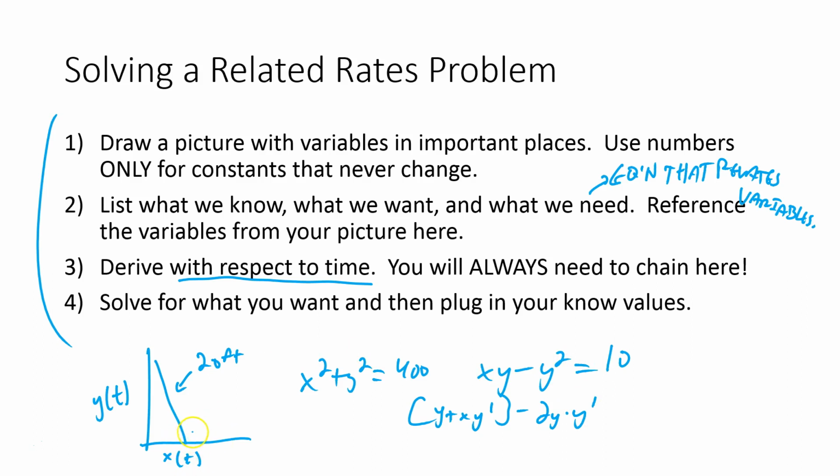If you're deriving with respect to t, often these equations will not have any t in them at all. So like here I would have 2x times dx dt, plus 2y times dy dt equals 0. Okay? Because every function in here is a function of time. Now you solve for what you want and plug in your known values.